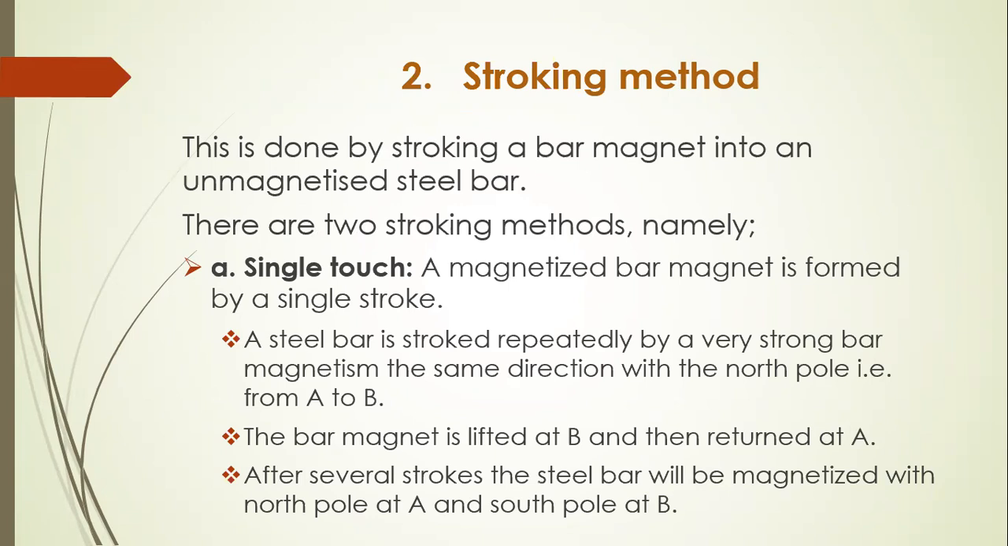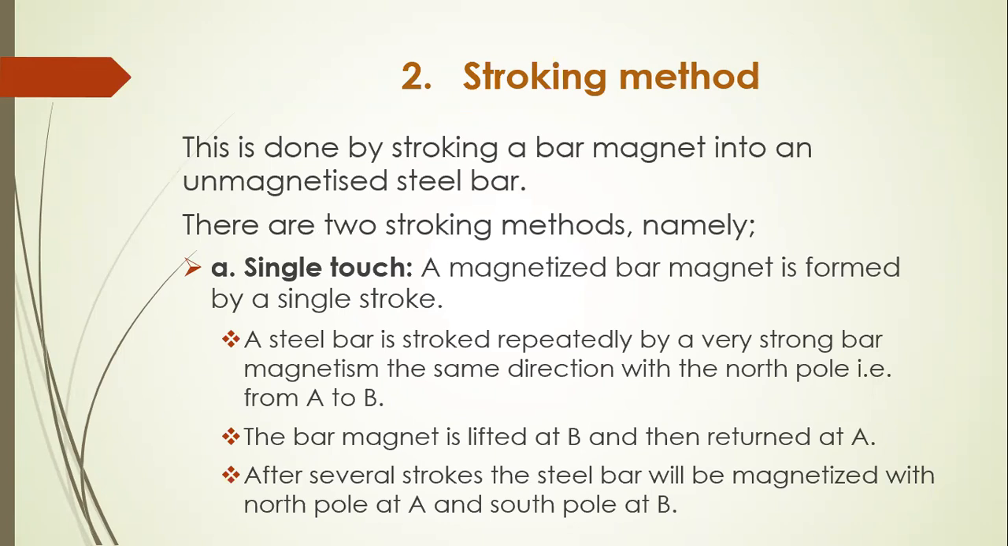This method is done by stroking a magnet along an unmagnetized steel bar. Now, there are two main methods of stroking. Namely, the first one is the single touch, whereby a bar magnet is formed by a single stroke. So a single stroke is made to magnetize a substance, a single bar.